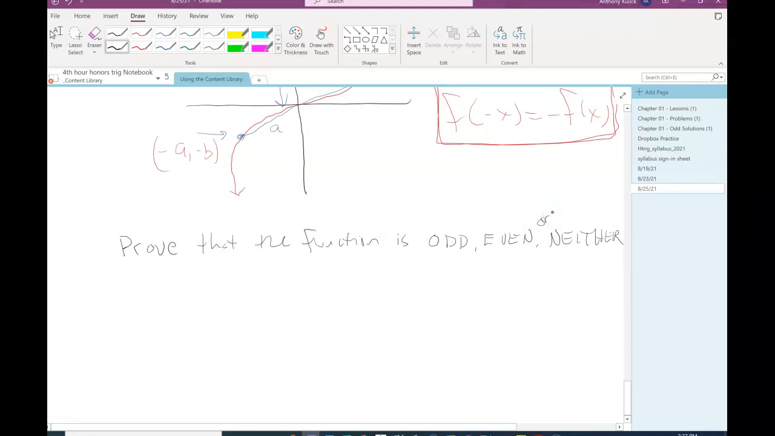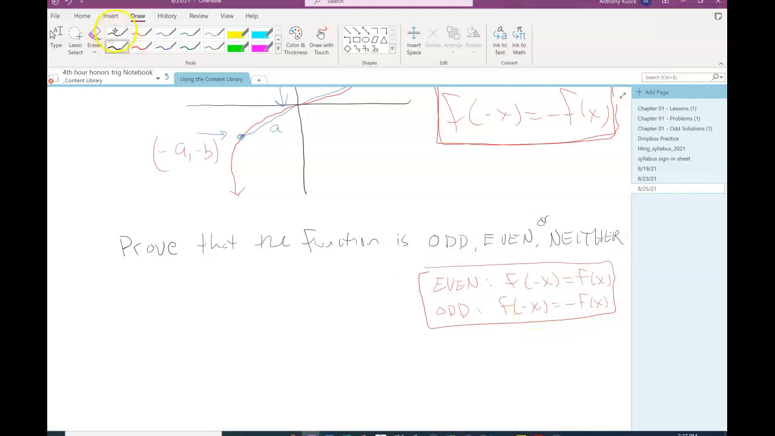So we're going to prove that a given function is either odd or even or neither. So again, the tools that we have here: we know that for even, f of negative x is equal to f of x, and for odd, f of negative x is equal to negative f of x. Those are the tools I'm going to use to do these proofs.